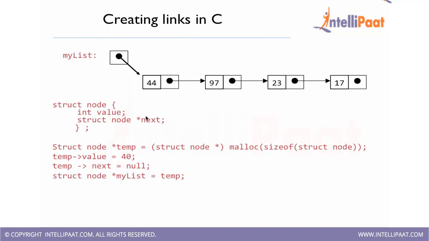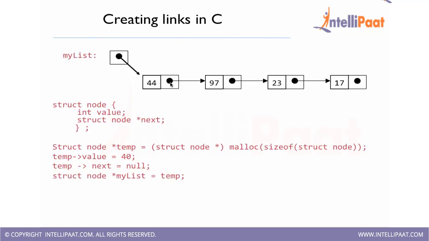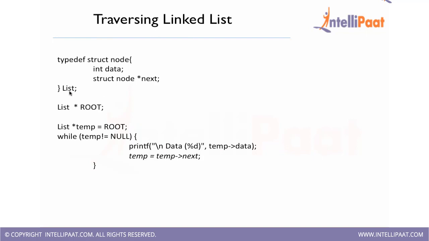Let's learn about traversing the linked list. Traversing the linked list is nothing but going through the linked list as and when we get the address of the next part. For example, we have declared a structure like this, which has a data part as an integer and a next part. Then this is a root element, and then we generally take a temporary variable and assign it to the root, and then we run a loop which continues until temp is not equal to null. We print the data, like temp arrow data, and temp is assigned to the next element.